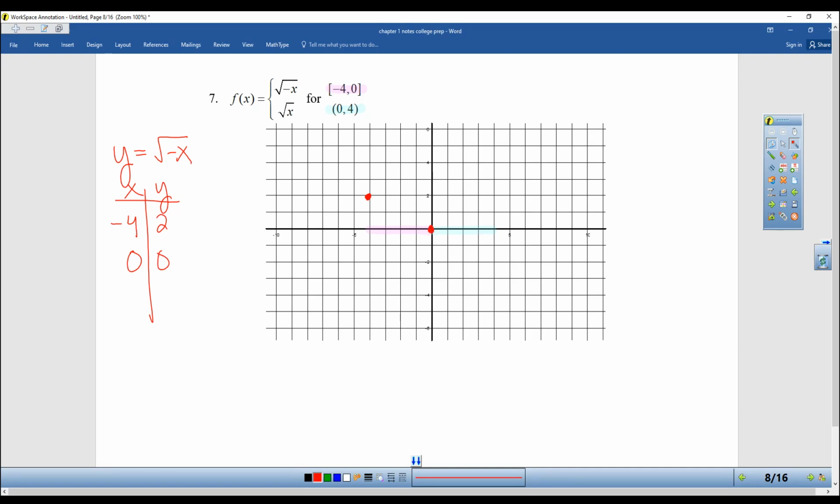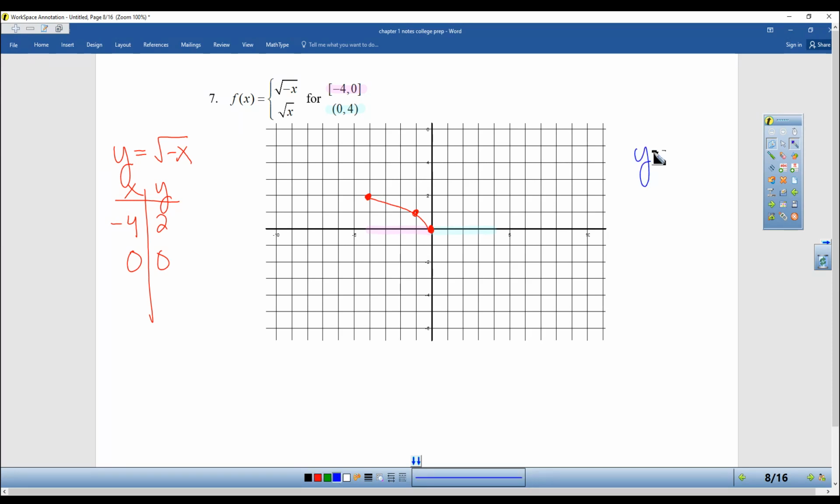Now, this might not be enough for some of you. Some of you might want to plot another point, but you do have to pick a number between negative 4 and 0. Or some of you might say, oh no, I see it. This is where it starts, and then it's 0, 0, 1, 1, 4, 2. And you might be able to use your knowledge to get that whole graph there.